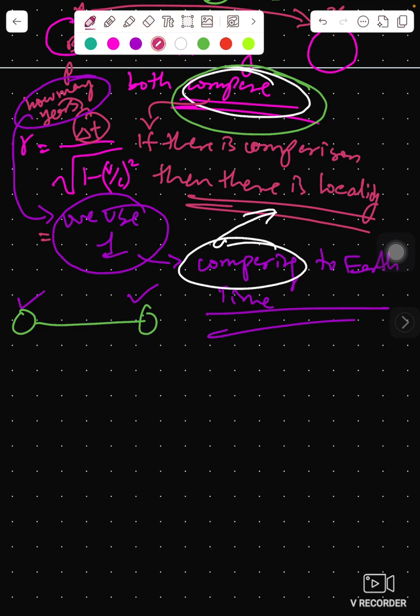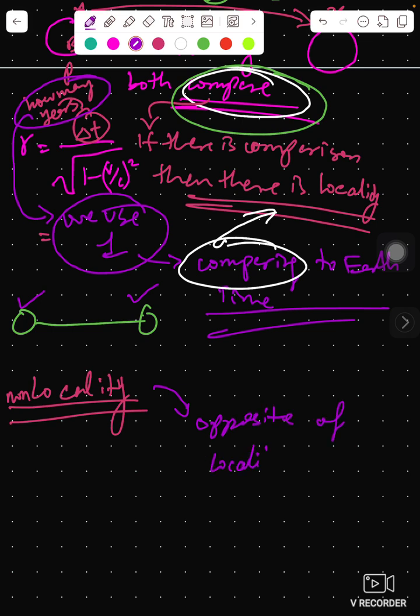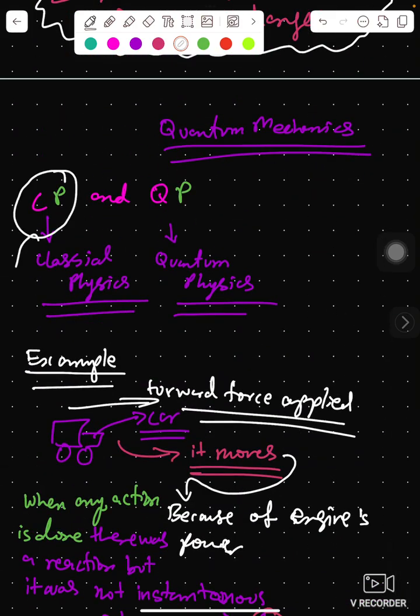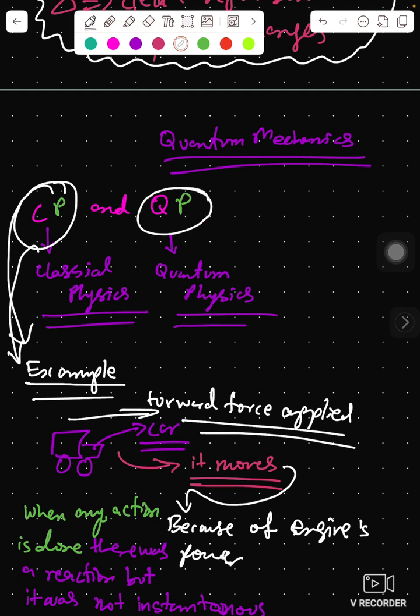So now, what would be the opposite of locality? Right, correct, it is non-locality. Most of you must have understood that non-locality is the opposite of locality. By the way, I didn't say that, but CP, classical physics, is about locality. But now since we have entered the domain of non-locality, we have to go to quantum mechanics.